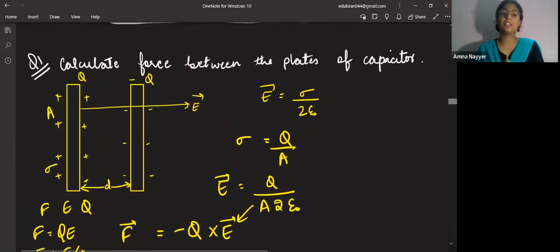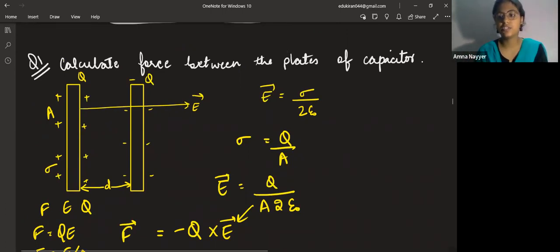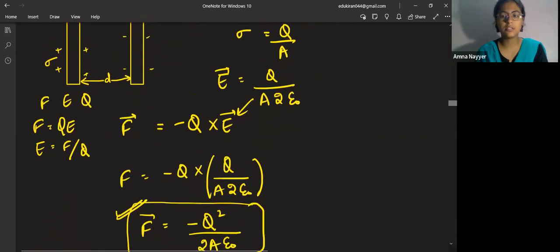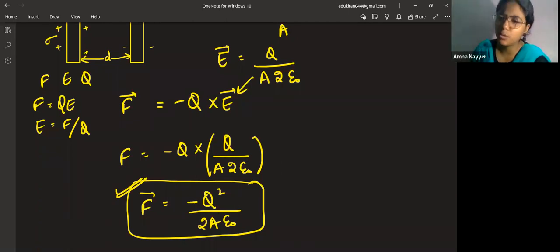Yes, class, this question: calculate the force between the plates of a capacitor. Learn the final formula given at the end, because this is the question form that comes in your board exams. F is equal to minus Q square divided by 2A epsilon naught. Just remember this as it is if force is asked, because otherwise you will have to derive it.